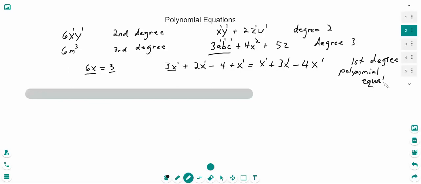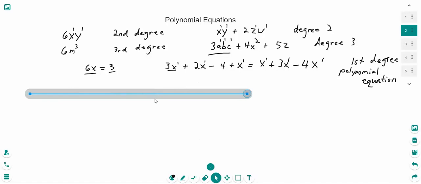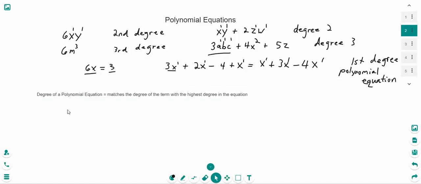So it's just that simple. There's really no difference between deciding the degree of an equation and deciding the degree of an expression. Okay, so I think that brings us to a definition. So we'll reveal this one. Let's write this down in our notebooks. What is the degree of a polynomial equation? Very simple. It matches the degree of the term with the highest degree in the equation. All right. So write that down, and then we will continue.